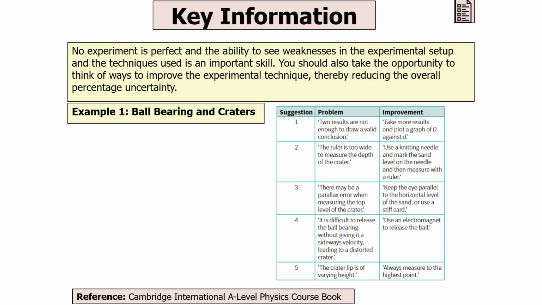There may be a parallax error when measuring the top level of the crater, so keep your eye parallel to the horizontal level of the sand or use a stiff card as a marking point to stand perpendicular. It's difficult to release the ball bearing without giving it a sideways velocity, leading to a distorted crater, so you could use an electromagnet to release the ball. Or the crater lip is of varying height, so you could always say to measure the highest point.